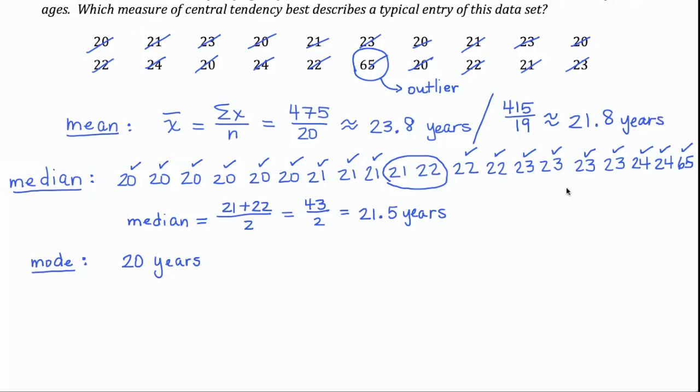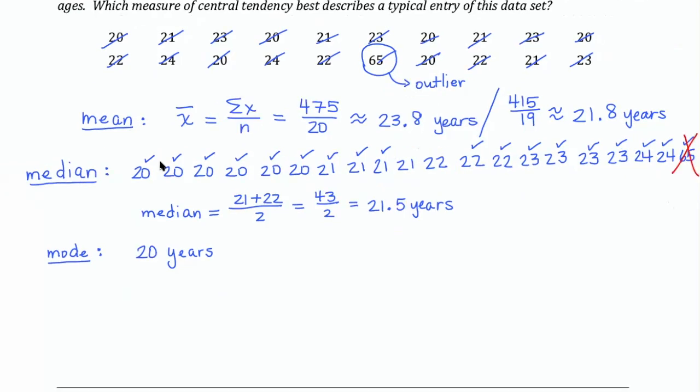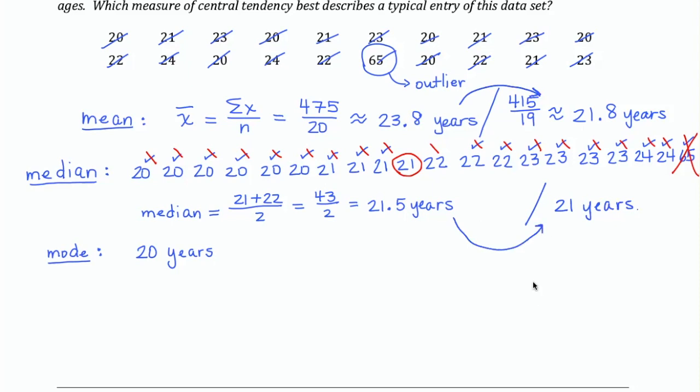Let's see how the median is affected. Well, if I go back to my list and I remove the 65, now when I cross off data from each end, I have a single piece of data in the middle, and that piece of data is the new median. What I'd like you to observe is that the outlier, when it's taken out of the data set, has a bigger impact on the mean than it does on the median. And that will usually be the case.